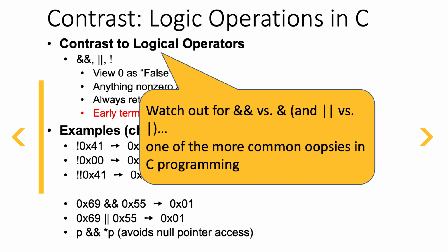So I do want to caution you really quickly about this. Be careful for the difference between these logical operators and the bitwise operators. Because again, it's easy to confuse them. The double ampersand versus the ampersand, double pipe versus pipe, they look very much the same. It's an easy mistake to make. And even when you go back and look over your code again, it's easy to miss the difference between those two. It's one of the more common oopsies in C programming, is using the wrong kind of Boolean operator, and so all of a sudden your program is doing things that it really should not be doing.